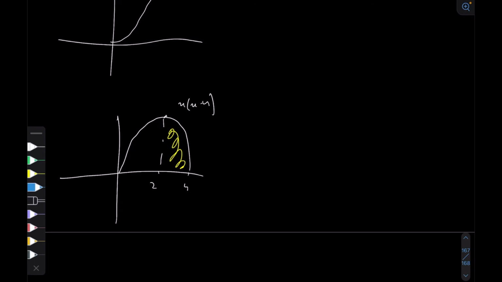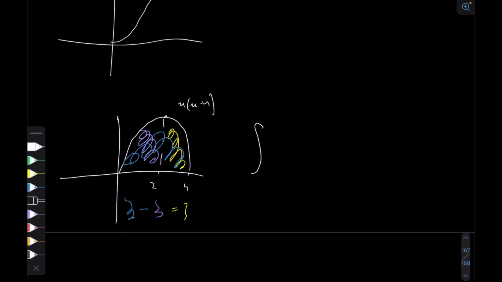Notice how integrating up to 4 will give you this blue area, and integrating up to 2 will give you this purple area. So subtracting the blue minus the purple will give us this yellow area. So what we want to do is integrate this thing.